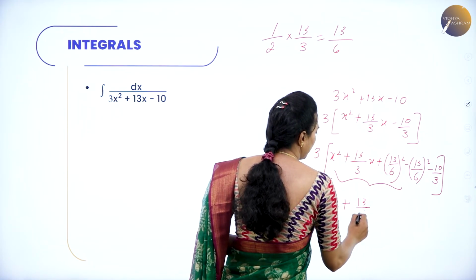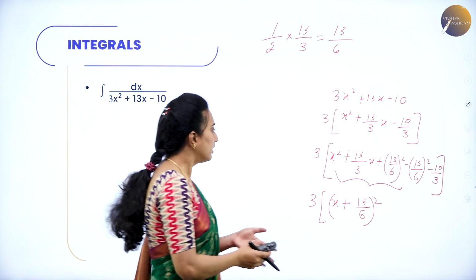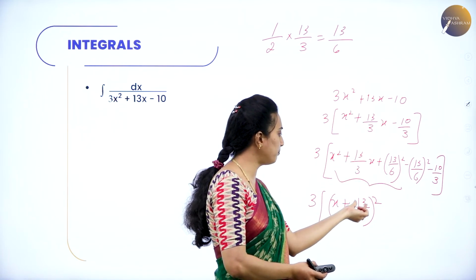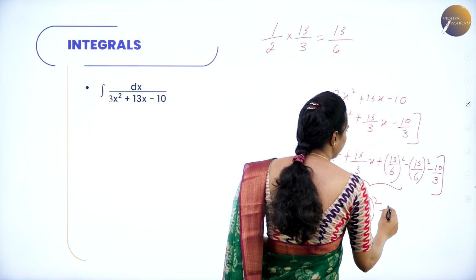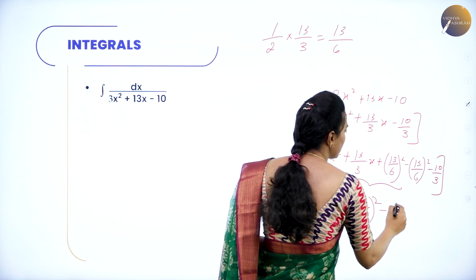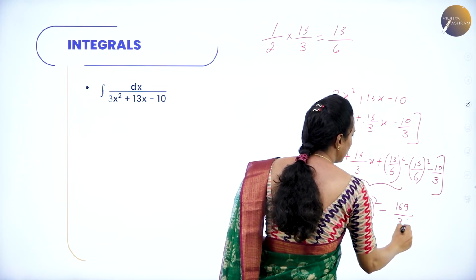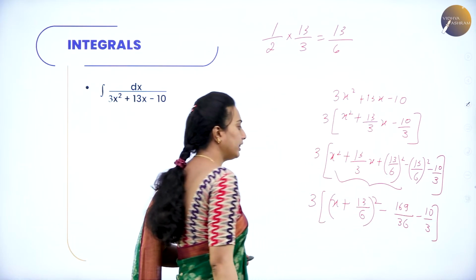Yes, (x + 13/6) whole squared, correct? Now, see, this is a squared plus b squared plus 2ab, which is (a + b) whole squared. Understood? Now you are getting minus 13 squared, which is nothing but 169 divided by 6 squared, which is 36, minus 10 by 3. Now you can take the LCM there.